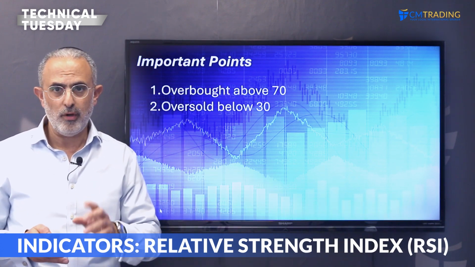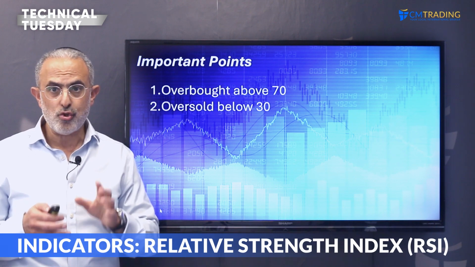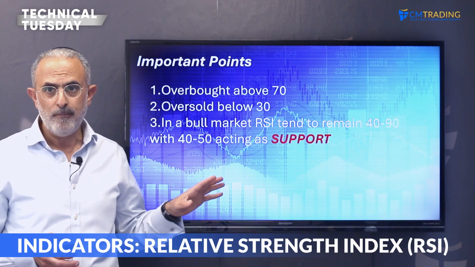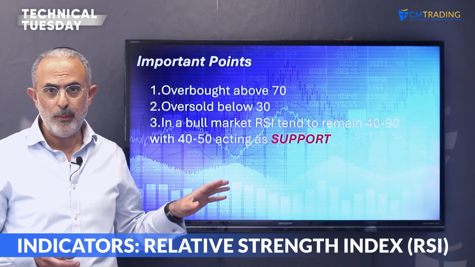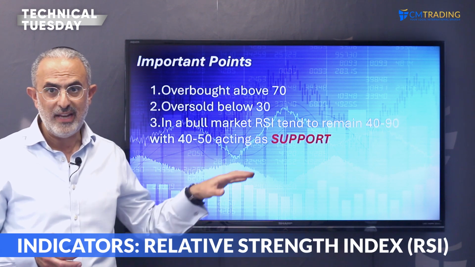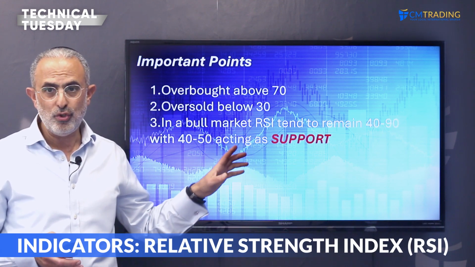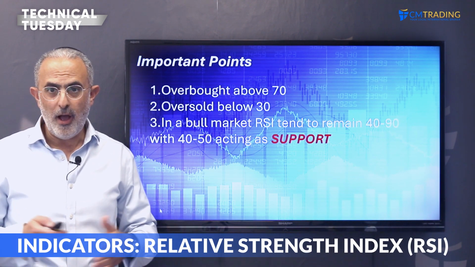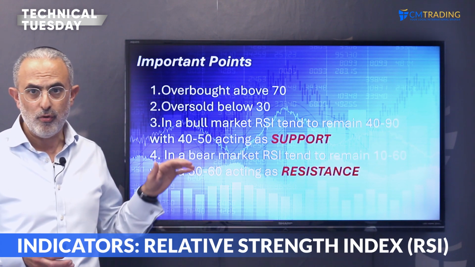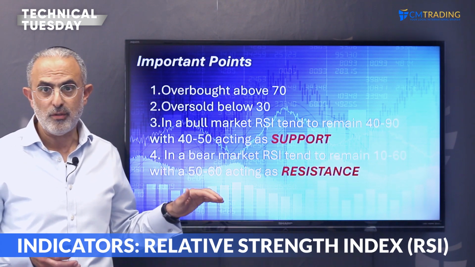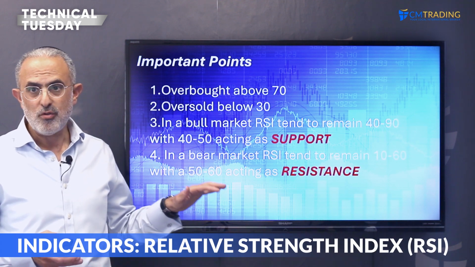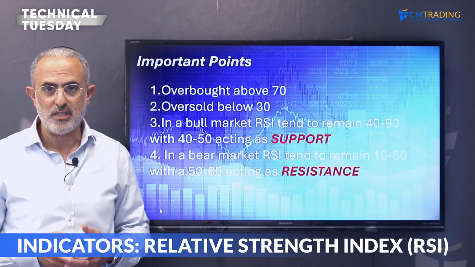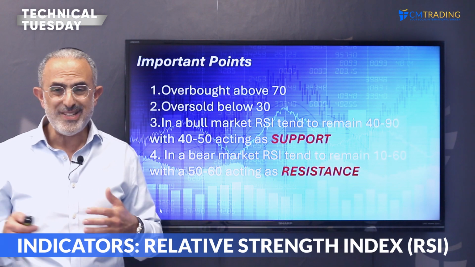Now, this is an important element to keep in mind when you're trading in a trending upwards environment. When you're in an uptrend, your bull market range is relatively between 40 and 90 as a general rule, with 40 to 50 used as support. On the opposite side, when you're in a bearish market, a downtrend, you're looking for it to be anywhere between 10 and 60 most of the time, using 50 to 60 as its resistance-ish level.